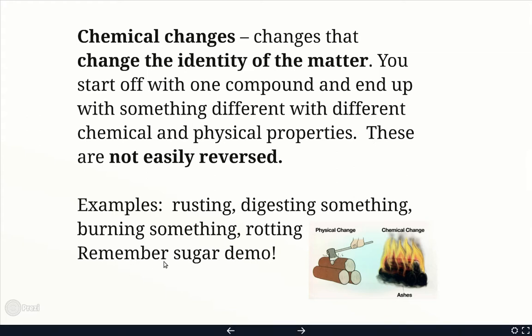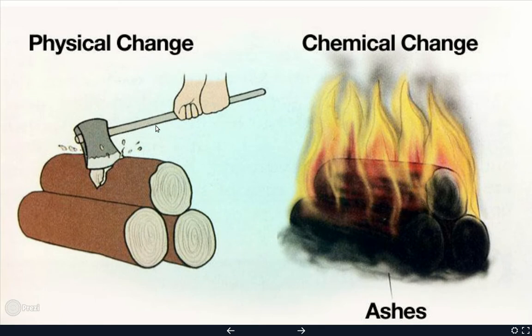Rotting. And then it says, remember the sugar demo, and that's something I normally would do in class, so I may do that at a later time. Here we have a physical change of just chopping up the wood versus a chemical change. I'm turning it into a completely new substance. When I chop up the wood, I just have little smaller pieces of wood. When I burn it, I have a whole new thing.